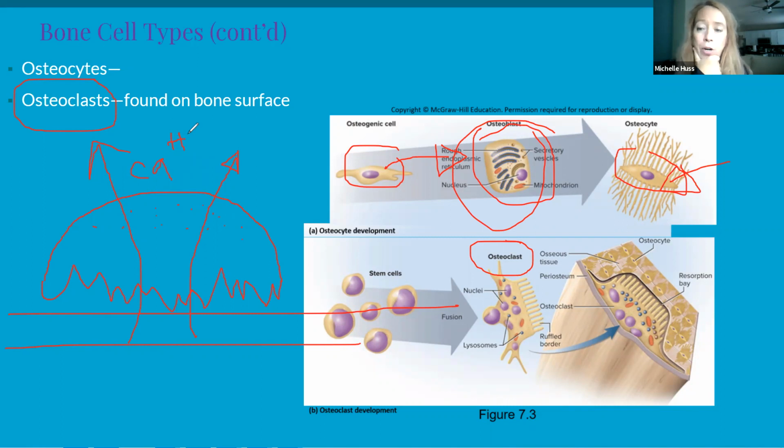Who's going to do that? Your osteoclasts are going to do that. Your osteoblasts are going to do the opposite job. I want everybody to take a moment to just think about this for a second. What are osteoblasts going to do? They have the opposite job of the osteoclast. Everybody stay with me for a sec. Think about that.